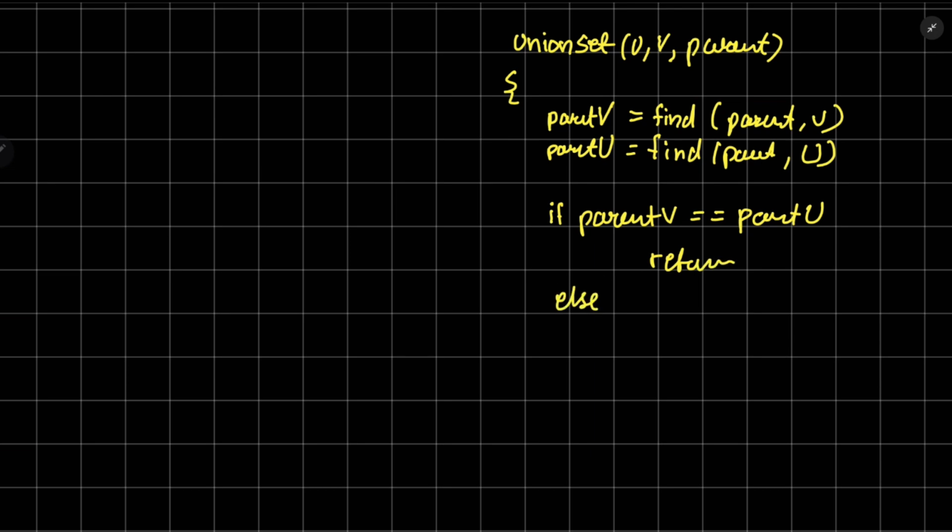Else, if the parents of them are not the same, then we need to add them to the set. To add them to the set, we can make the parent of u the parent of v, or make the parent of v the parent of u. So what we will do here is we will say in the parent array, parent of v is equal to parent of u.